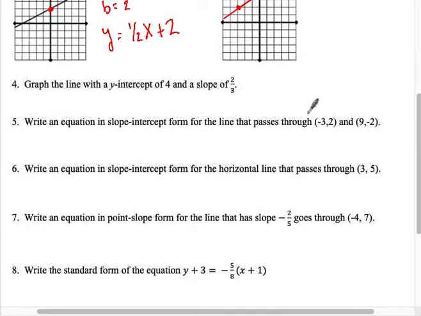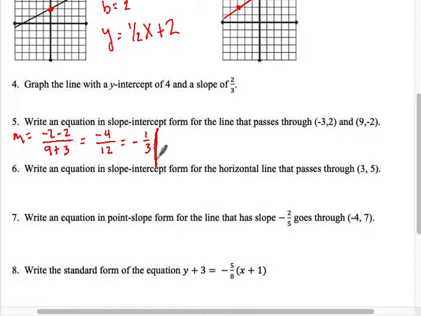So write an equation in slope-intercept form for the line that passes through these 2 points. What's the first thing we have to do? Find the slope. y1 minus y2 over x1 minus x2. There you go, -2 minus 2 over 9 plus 3. -2 minus 2 would be -4. 9 plus 3 is 12. So that is -1/3. Now I've got to find the y-intercept.